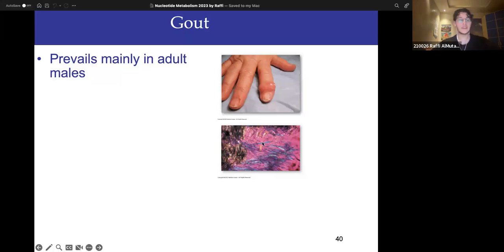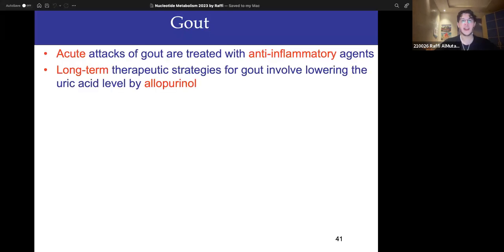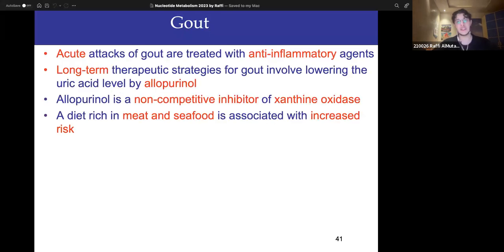They may show you this picture. They may say he's a male, he's old, he likes to eat meat and drink alcohol. If you see these words, in this context of gout, there's a 99% chance that the question they're asking you about in this exam is about gout. And how do we treat gout? The main drug you need to remember is allopurinol. This is a non-competitive inhibitor of xanthine oxidase for long term. Acute is anti-inflammatory, but focus on allopurinol.